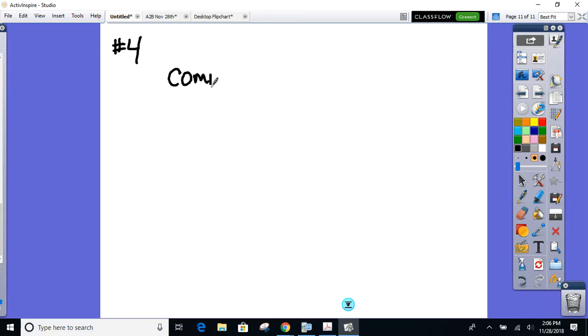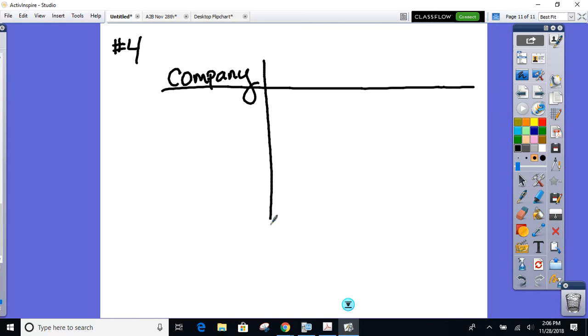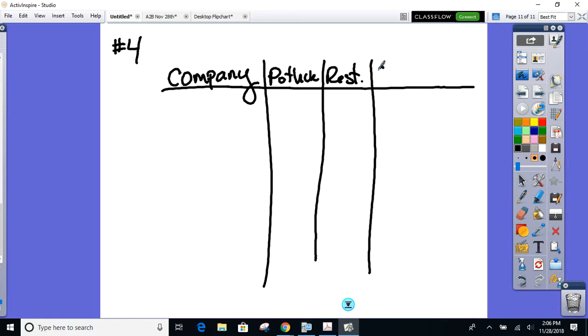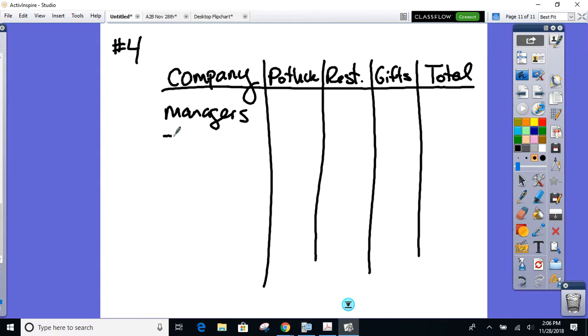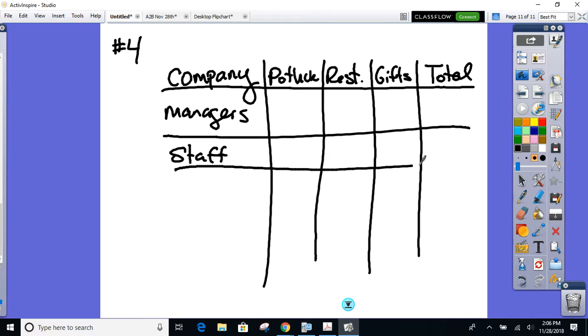I've got company. We've got potluck. We've got let's go to the restaurant. Let's just do a gift exchange. And then let's do a total column. And then we've got managers. What other ones do we have? We've got staff, assistants, and total.